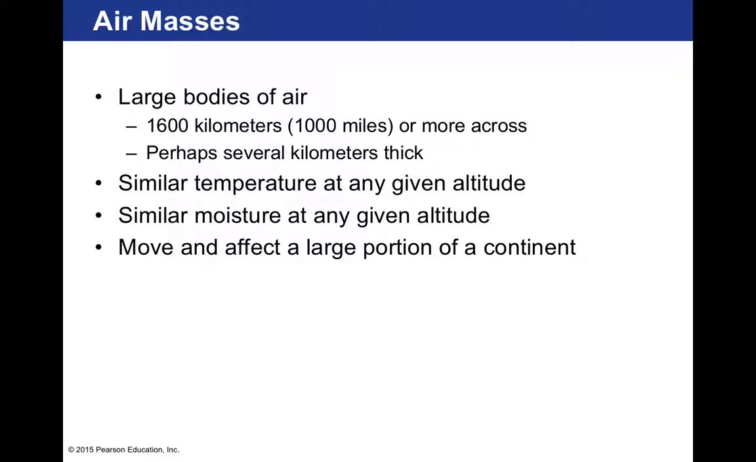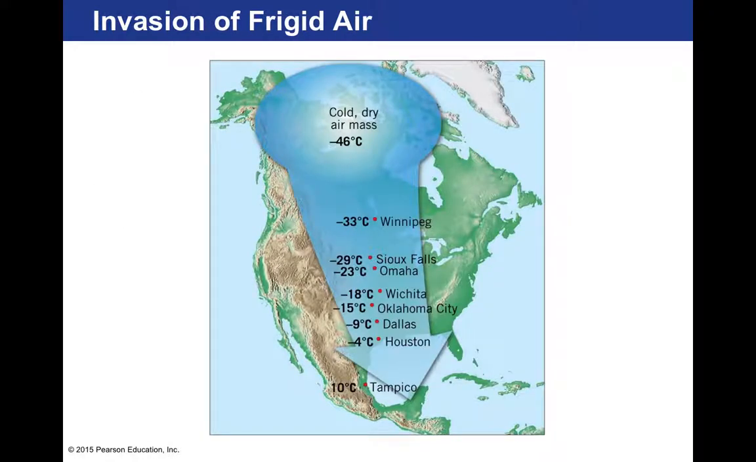These are large bodies of air, usually about 1,000 miles across and sometimes several kilometers thick. They have similar temperature at any given altitude and similar moisture at any altitude. And they move and affect a large portion of a continent while they move. Just as an example, you can have a cold, dry air mass coming from the northern part of Canada. That entire air mass can move down through the middle part of the United States and affect weather throughout that entire region. So these are the size air masses that we're talking about.